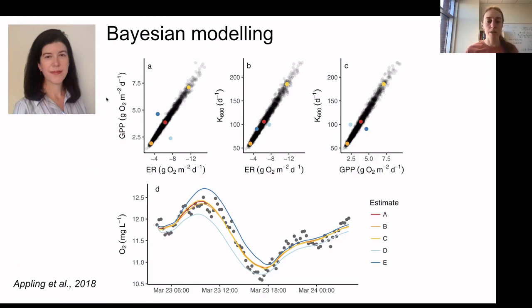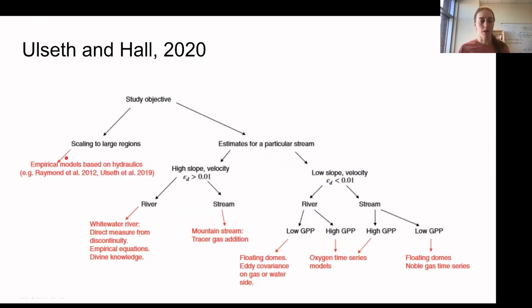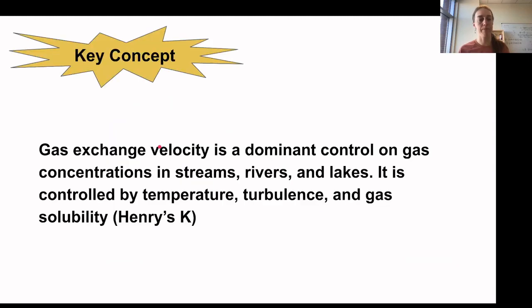So again, we can use this Bayesian modeling to come up with better estimates when we only have time series or point measurements of our dissolved oxygen, and we can also use it to learn fun things like what our gross primary productivity is, or what our ecosystem respiration is. To sum it all up, there's a really nice study by Ulseth and Hall that just came out that comes up with this whole decision tree for how you might go about estimating your gas exchange velocity given the conditions that you're interested in working in.